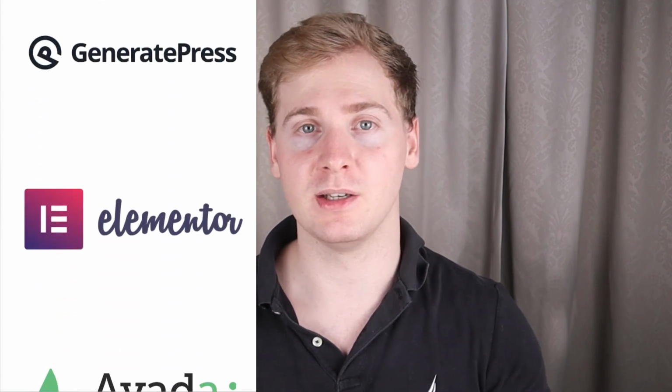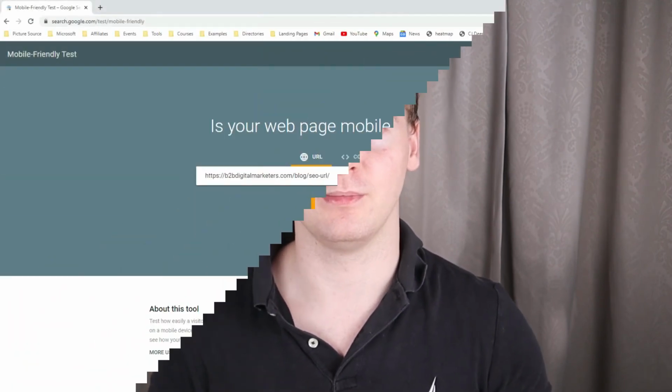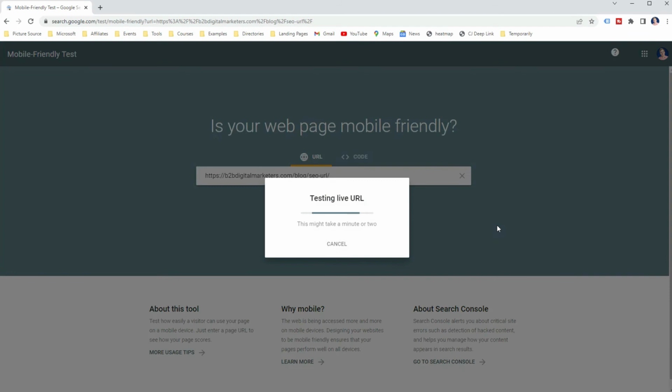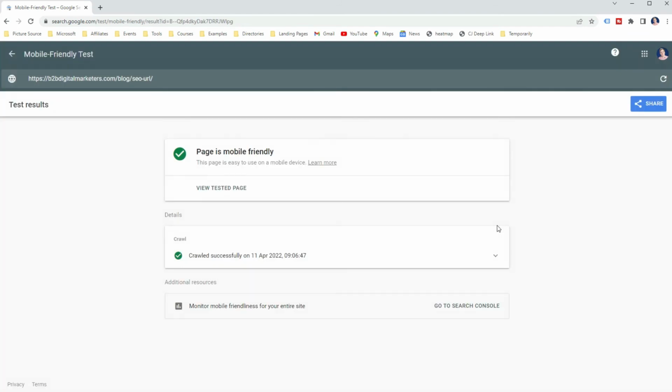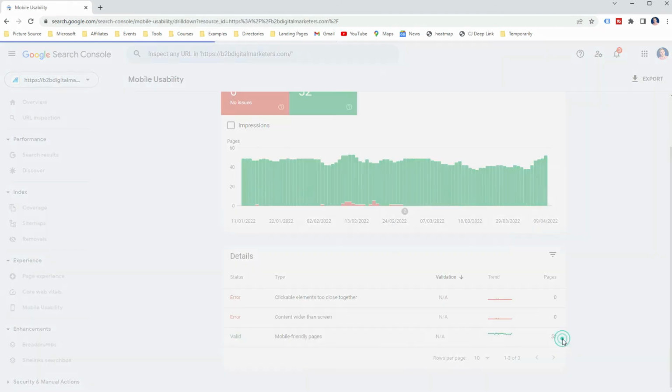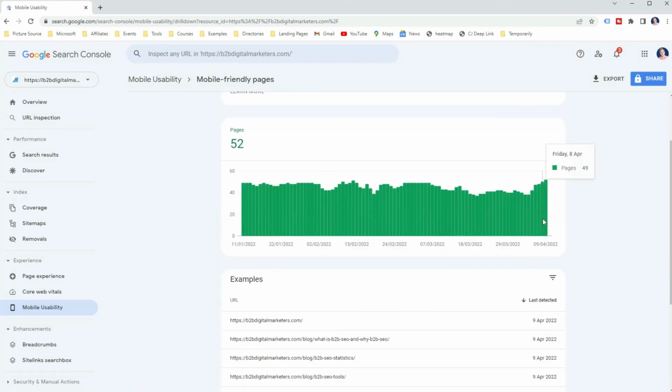So, if you are using WordPress, then mobile friendly themes I can recommend are GeneratePress, Elementor, and Avada. To test if your blog posts are mobile friendly, you can use the mobile friendly test from Google, or you can check out your Google Search Console in mobile usability and mobile friendly pages.